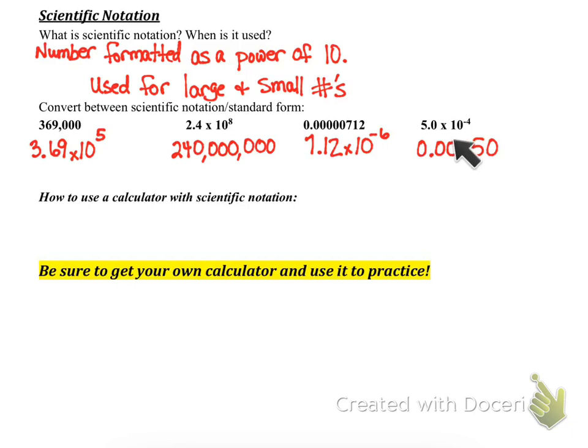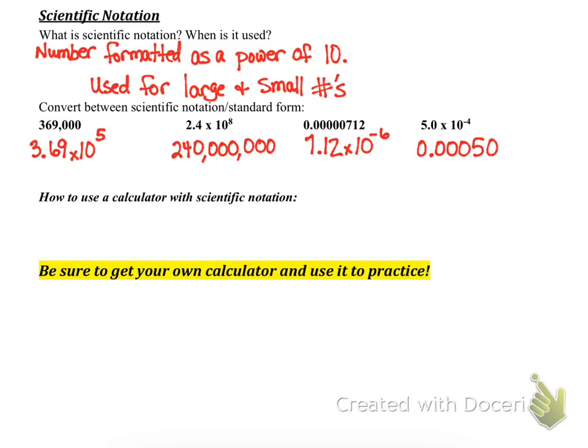And then the last one, we are given 5.0 times 10 to the negative 4. So we're going to move the decimal to the left, and it's going to be 0.00050. Because this 0 follows a decimal, it is a sig fig. And so we keep it in our final number.